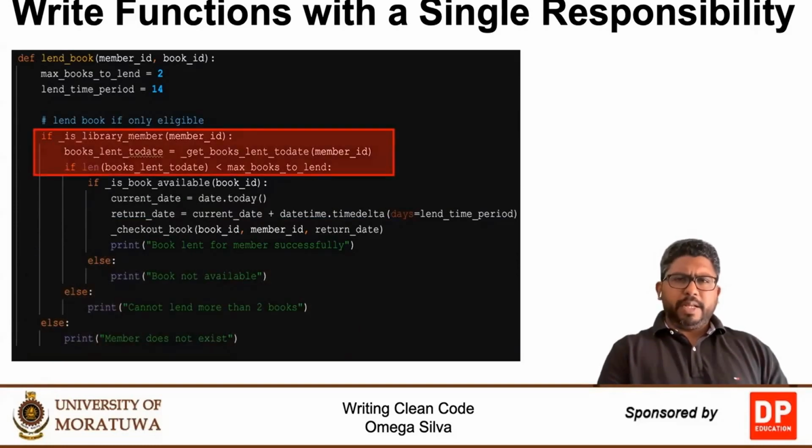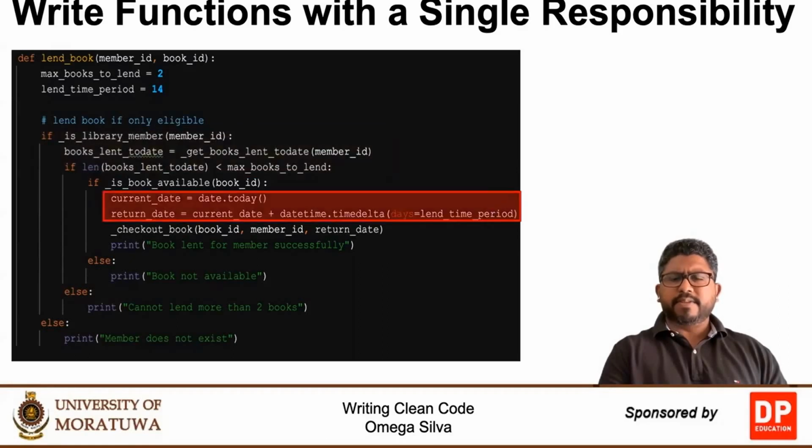So let's try to break this function into more manageable pieces. And I would like to take this piece of logic where it checks the user, whether the user is eligible for a book lending. And secondly, the piece of logic which does the return date calculation, which could be reusable within the system as well.